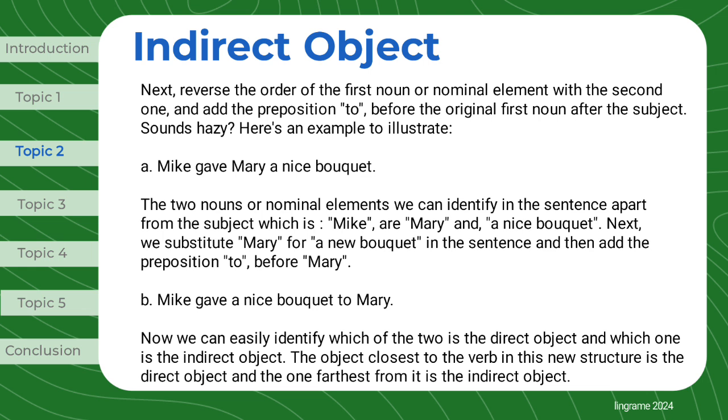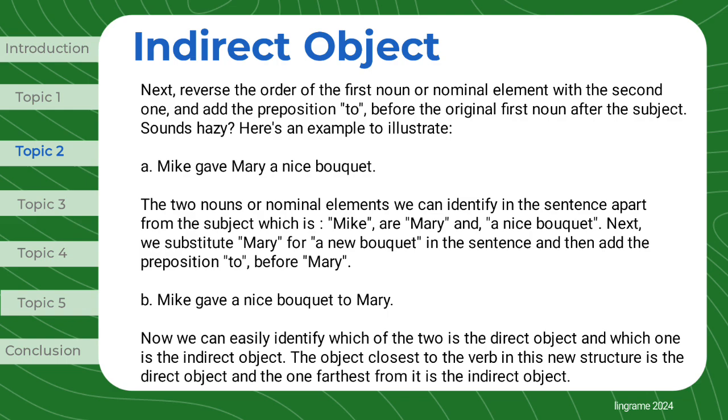Mike gave Mary a nice bouquet. The two nouns or nominal elements we can identify in the sentence apart from the subject, which is Mike, are Mary and a nice bouquet. Next, we substitute Mary for a nice bouquet in the sentence and then add the preposition to before Mary. Mike gave a nice bouquet to Mary. Now we can easily identify which of the two is the direct object and which one is the indirect object. The object closest to the verb in this new structure is the direct object and the one farthest from it is the indirect object.